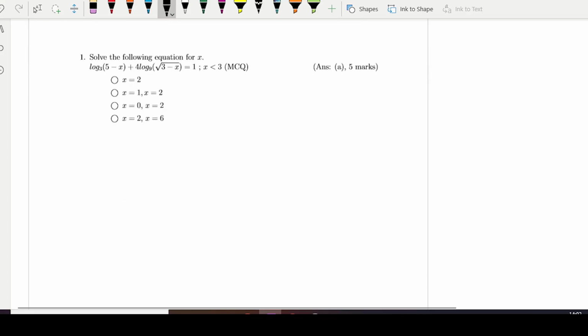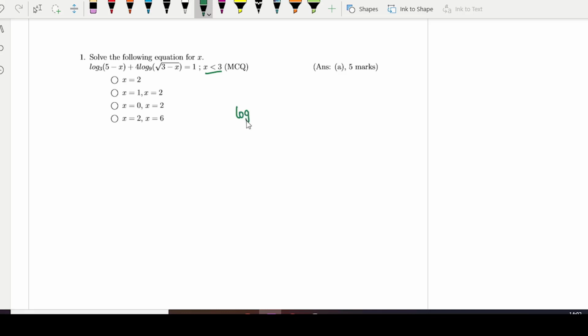So this is the first question, all known properties of log. In this particular question it is given that log with base 3 of (5 minus x) plus 4 log base 9 of root (3 minus x) is equal to 1, and here x is less than 3, the domain is defined. So we have to choose some option: x is equal to 2, 1, 2, 0, 2 or 2 or 6.